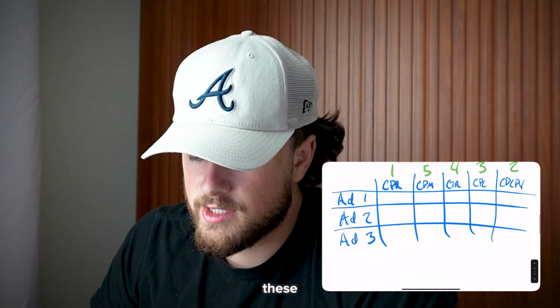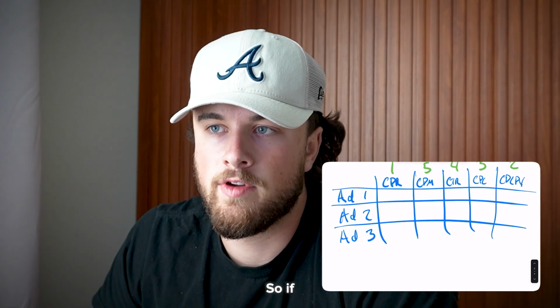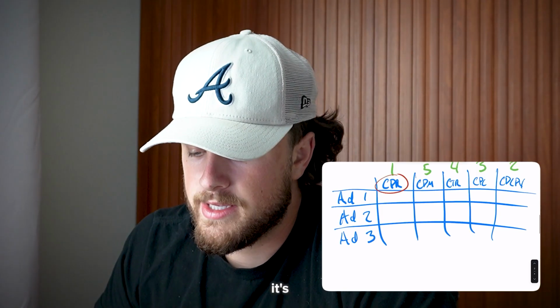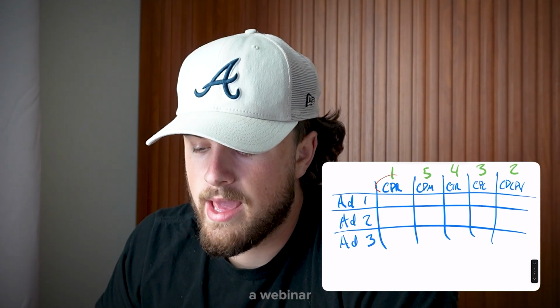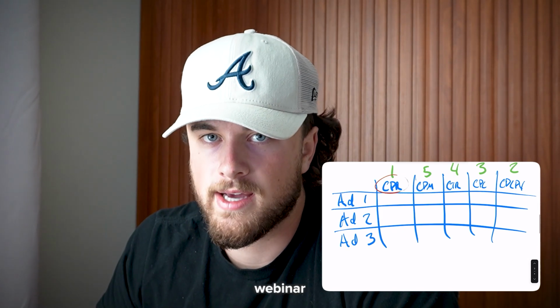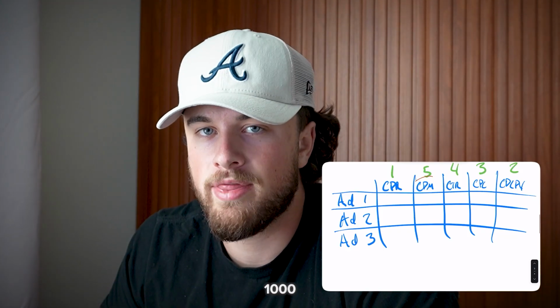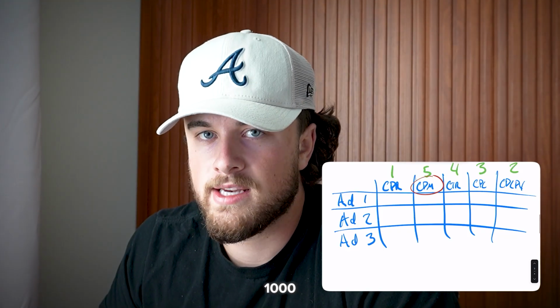So essentially what all these mean is your cost per result is basically just your cost per result, simple as that. So if you're running a call funnel, it's your cost per booked call. If you're running a webinar funnel and getting people to sign up for your webinar, then it's your cost per webinar sign up. Your CPM right here is going to be how much it costs for your ad to be shown to 1,000 people and to get 1,000 impressions on your ad.